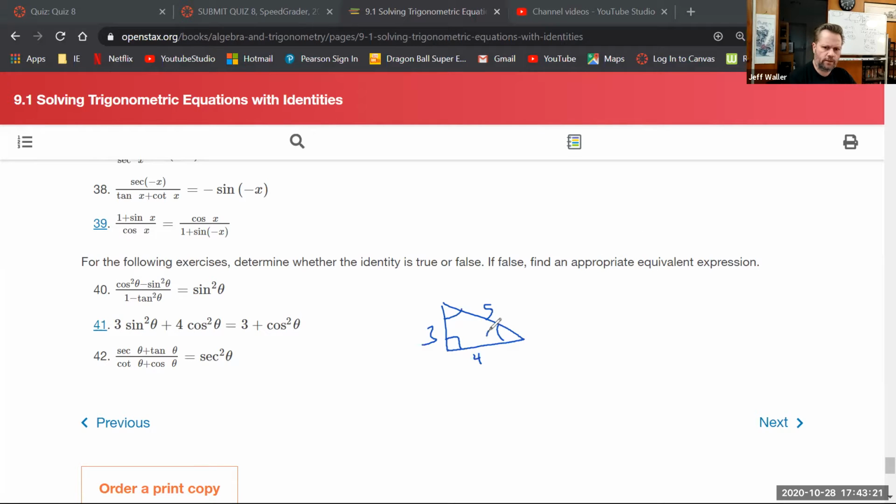So let's call this one theta and we'll call this one alpha. Or you can call them A and B, doesn't matter. So then what's tangent of theta? It would be 3/4.